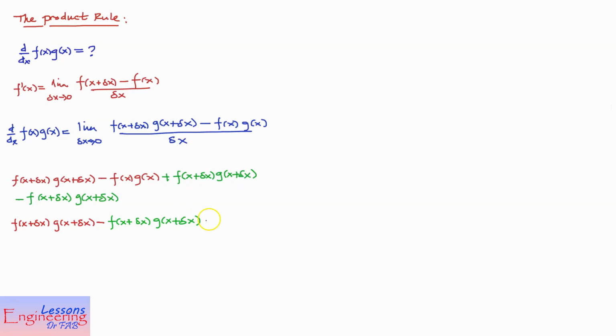So plus, okay, let's bring this expression, f of x plus sigma x times g of x plus sigma x. Okay, again minus, let's bring this one again, so minus f of x times g of x. All right, okay, now I'd like to group this into two groups.